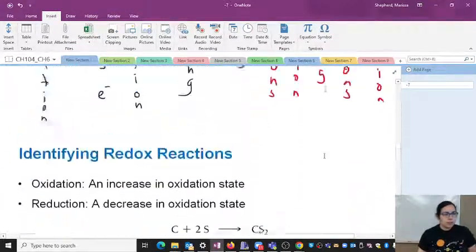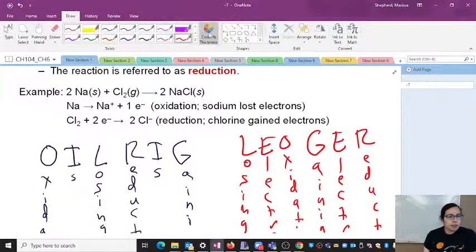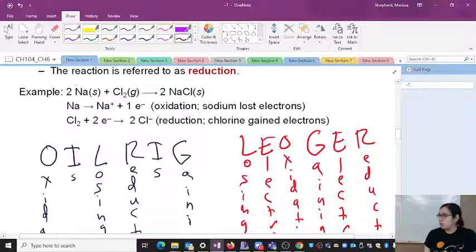So now let's go back up to this little example here. We have sodium metal plus chlorine gas gives us sodium chloride. So looking at all their oxidation states. We know sodium is in its elemental form, so its oxidation state is 0. Chlorine, also in its elemental form, so its oxidation state is 0. And then when it forms a compound, we know sodium is group 1, so it'll be 1 plus, so now it's in the +1 oxidation state.